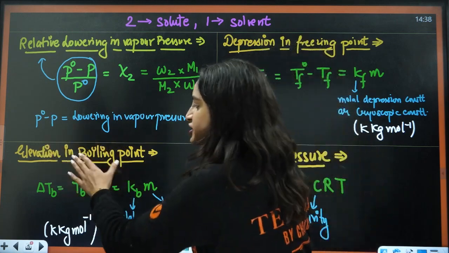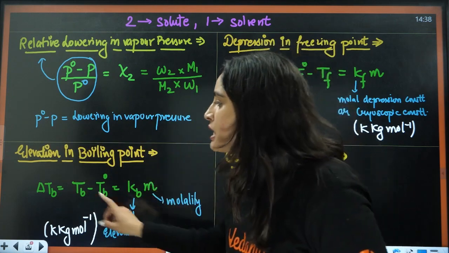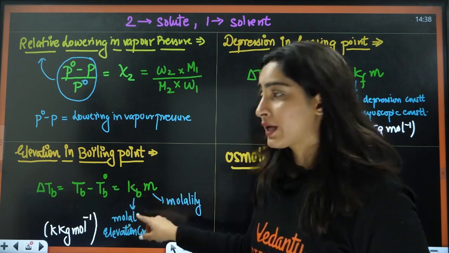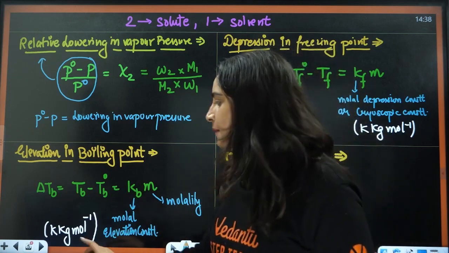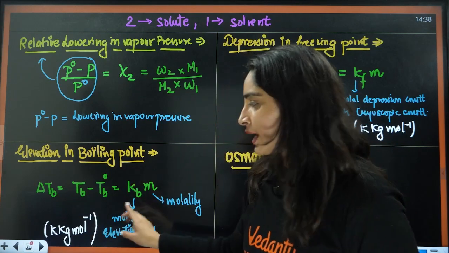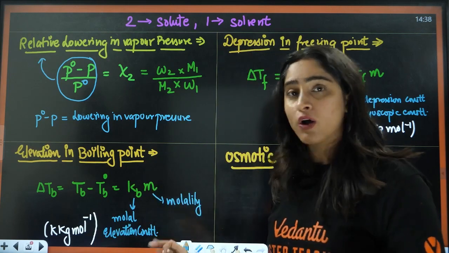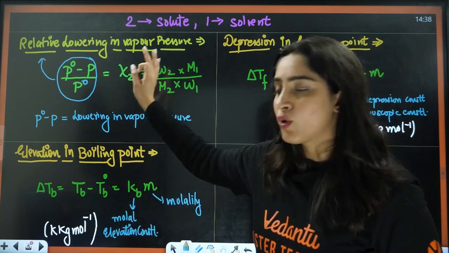Next, we have elevation in boiling point. The boiling point is increased after adding some solute. So delta TB is equal to TB minus TB naught, equal to KB times m, where KB is the molal elevation constant. The units for KB are also mentioned here, that can also be asked, where m is the molality. Always remember, with relative lowering in vapor pressure, we have the mole fraction, and here we have molality.